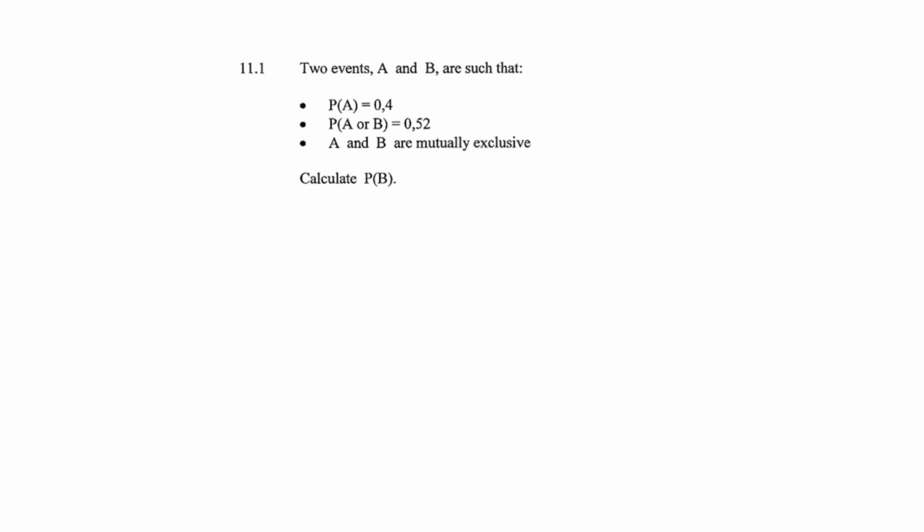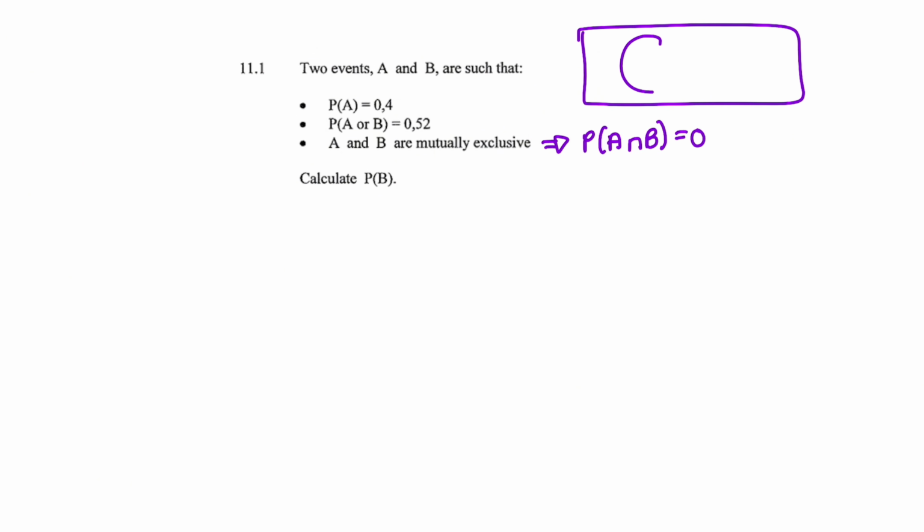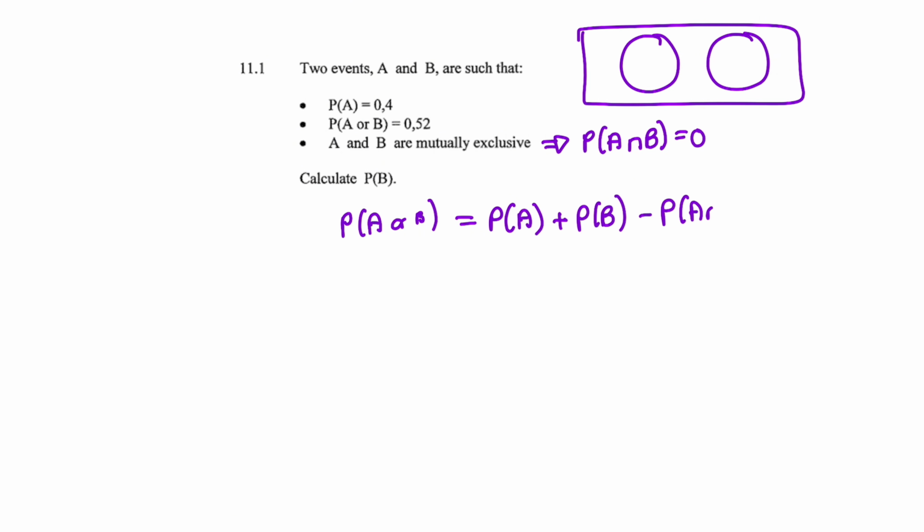So when events are mutually exclusive, that means the probability of A and B is equal to 0. Mutually exclusive means that they do not touch one another. So if I have my general rule for probability, the probability of A or B is equal to the probability of A plus the probability of B minus the probability of A and B.